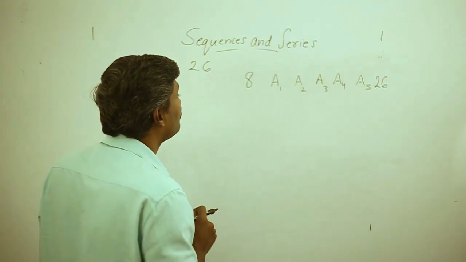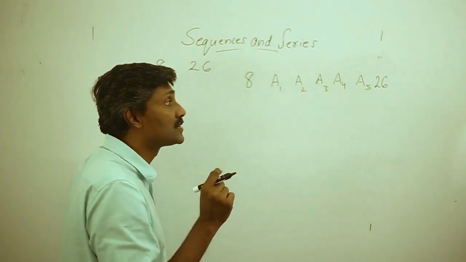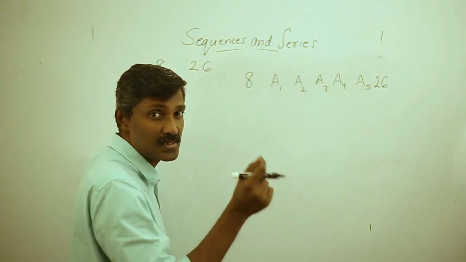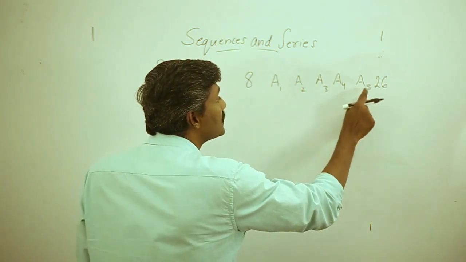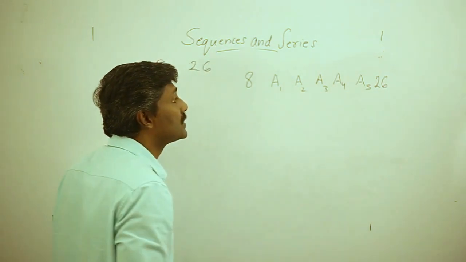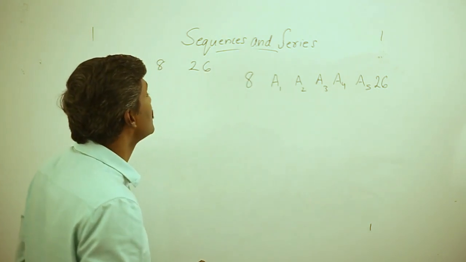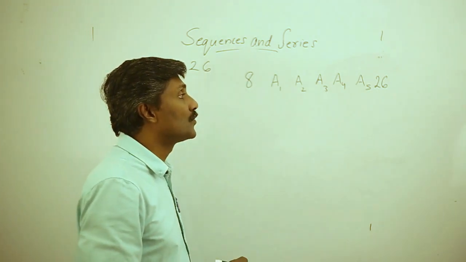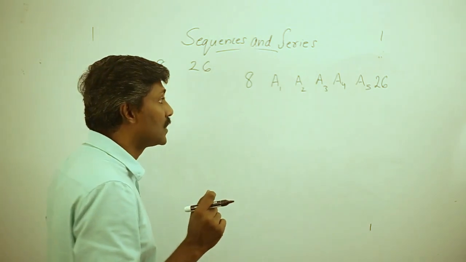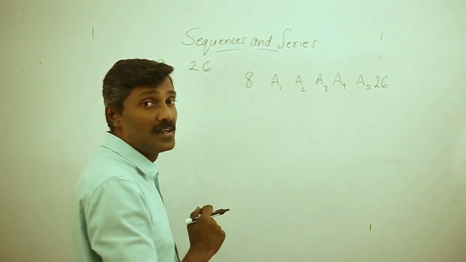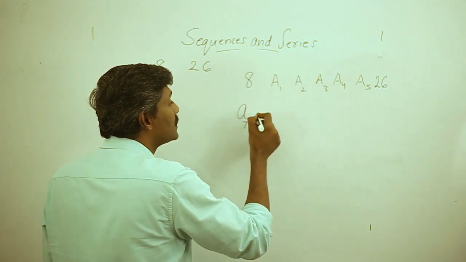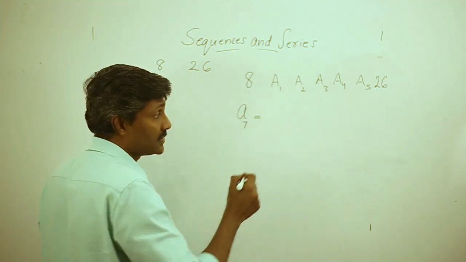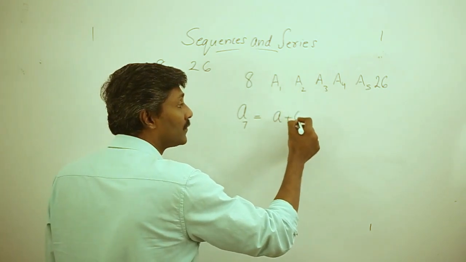Now let's see how many terms are there in this sequence. Just count starting from 8: 1, 2, 3, 4, 5, 6 and 7, right? We started with 8 and we are ending with 26, so we have 7 terms in the sequence. So the 7th term is 26. What is the 7th term of an AP? It is A plus 6D.